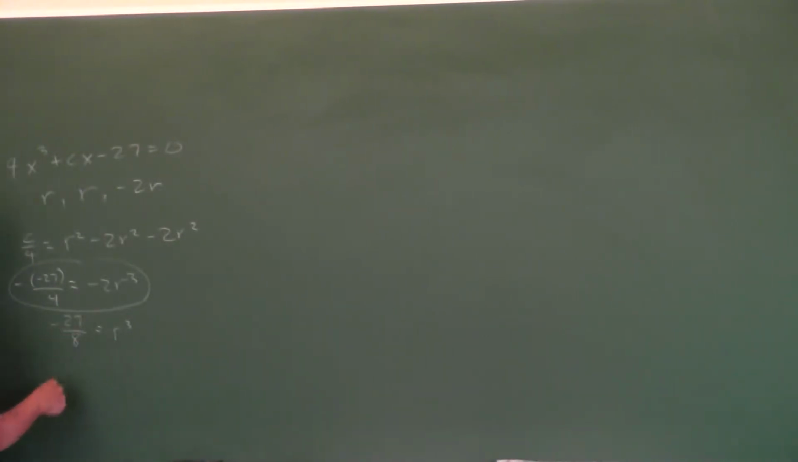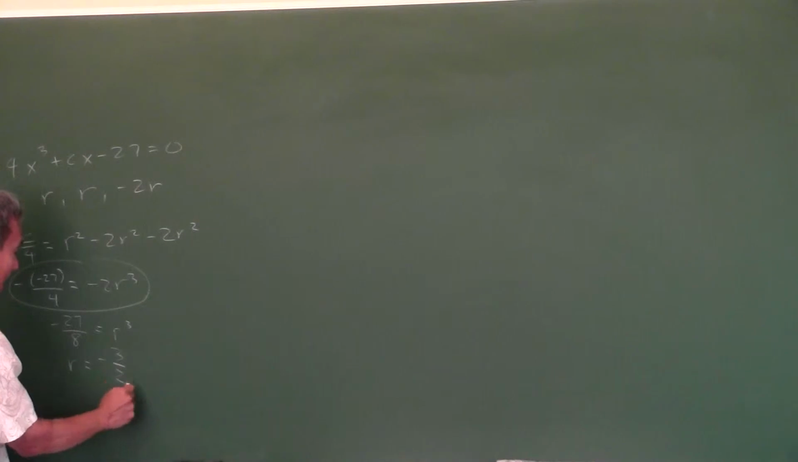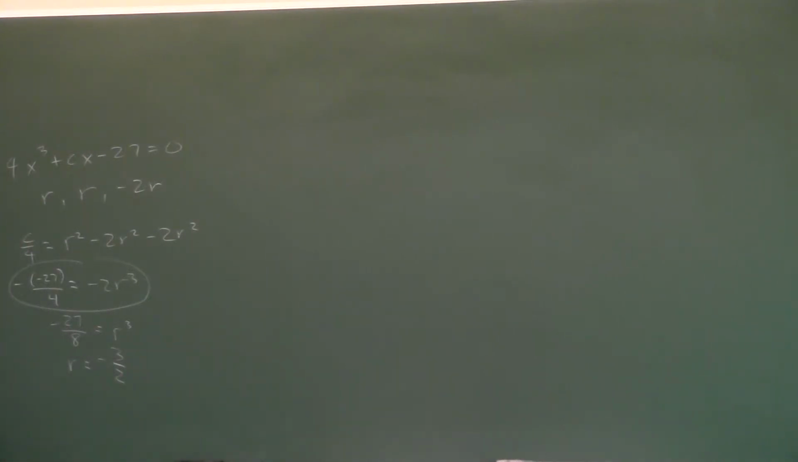So if r cubed is negative 27 over 8, what is r then? Take the cube root of that. What's the cube root of negative 27 over 8? Are you kidding me? Negative 3 over 2. See how I make the problem come out nice?